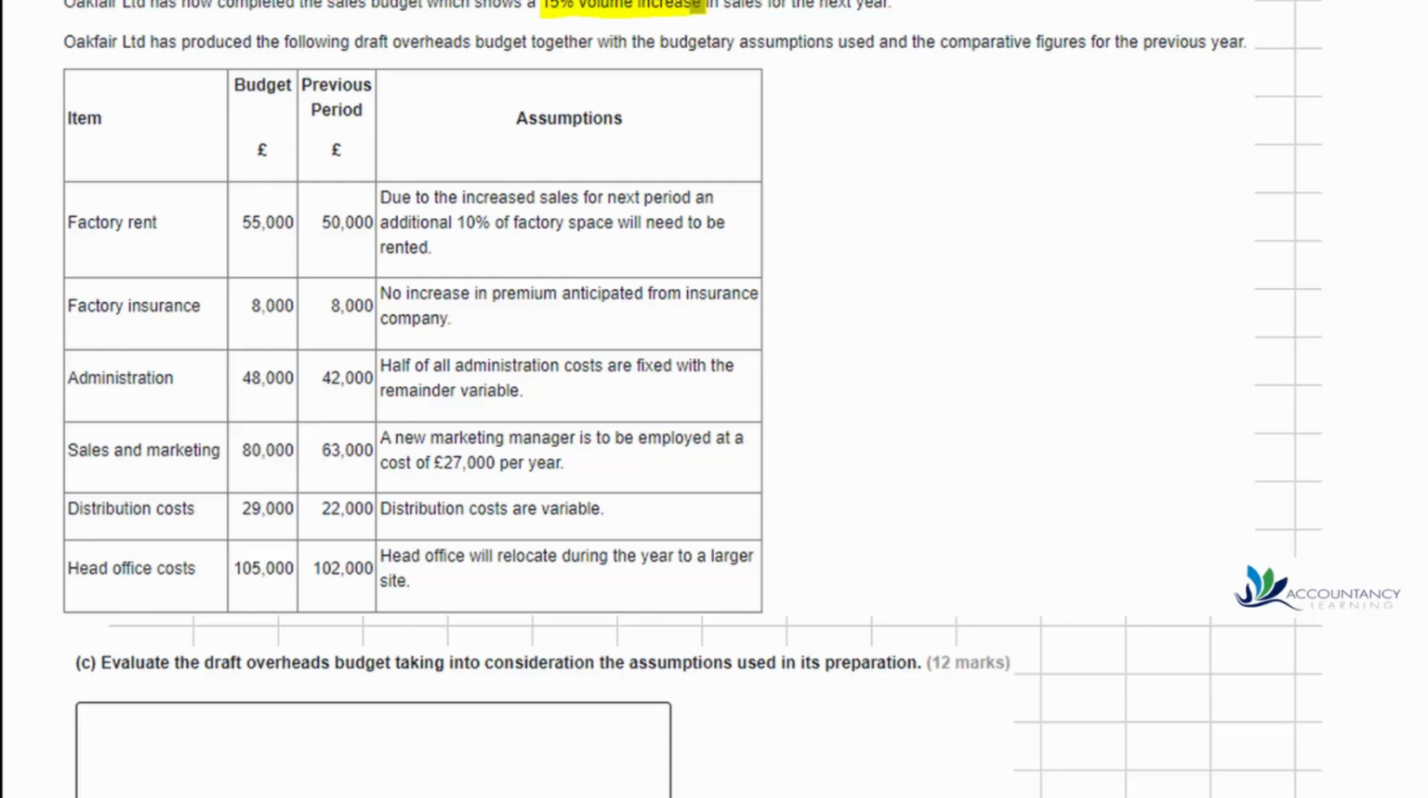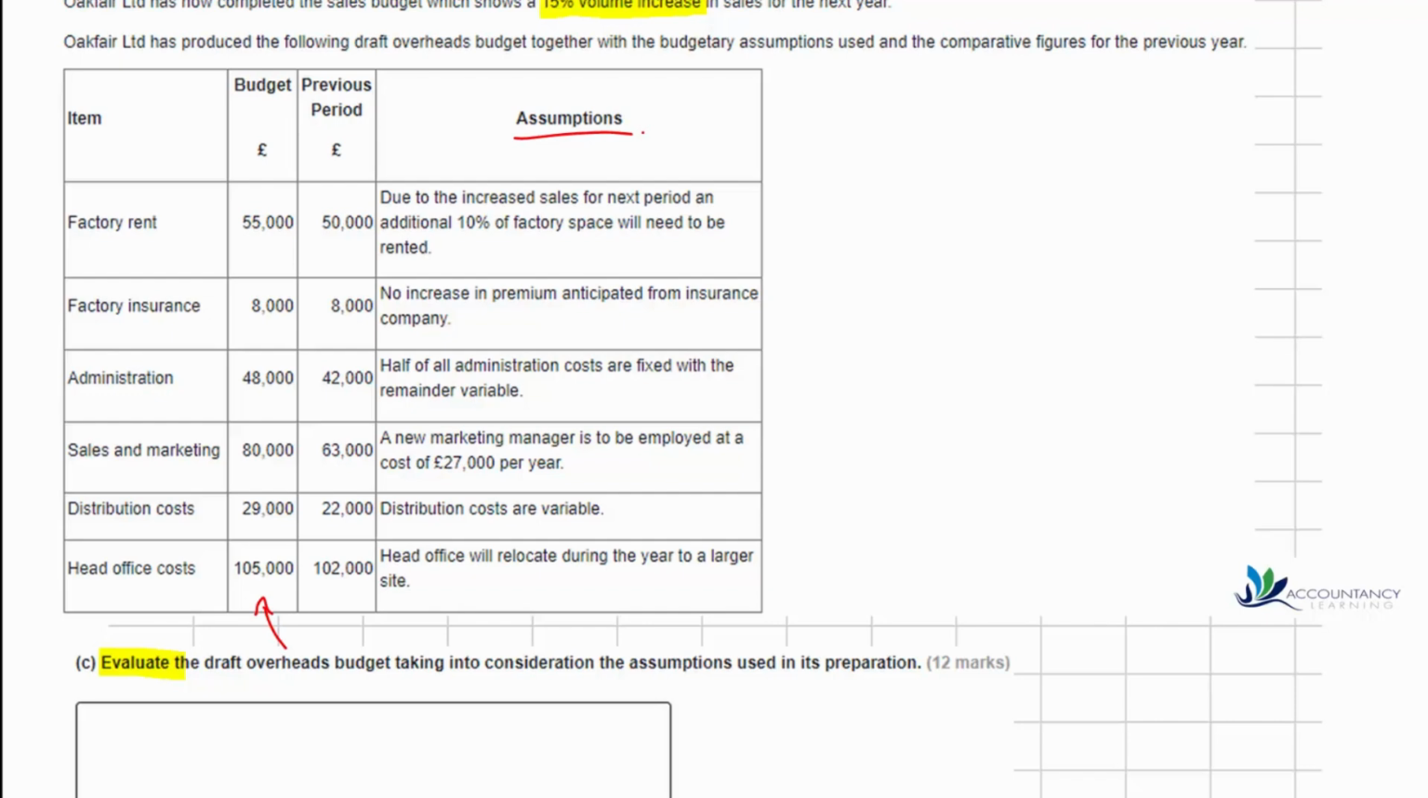So it tells us that Oakfair has produced the following draft overheads budget together with budgetary assumptions used and the comparative figures for the previous year. And we're told that we need to evaluate the draft overheads budget. So remember, we're evaluating this column, taking into consideration the assumptions used in its preparation. So we are provided with the previous year's figures. Again, why are they doing that? Those numbers are there for a reason.